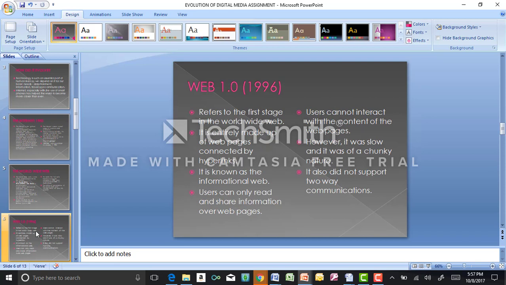Web 1.0 was introduced in 1996. It is entirely made up of web pages connected by hyperlinks. It is also known as the informational web. Users cannot interact with the content of the web pages. It did not support two-way communications.